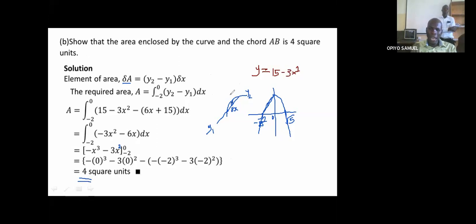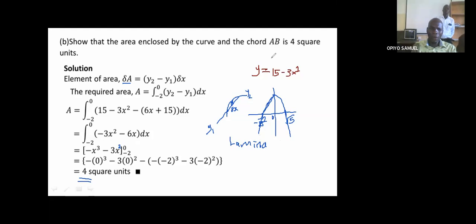This area bounded by a curve is called a lamina. So sometimes you will see them using the word lamina. Find the area of the lamina. So lamina is simply the area bounded by a curve. So that is for part B.